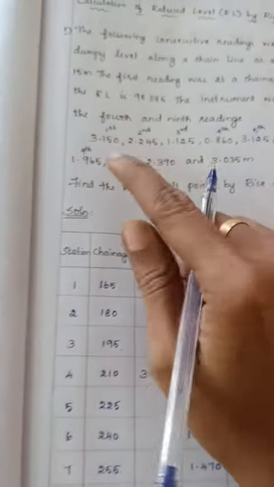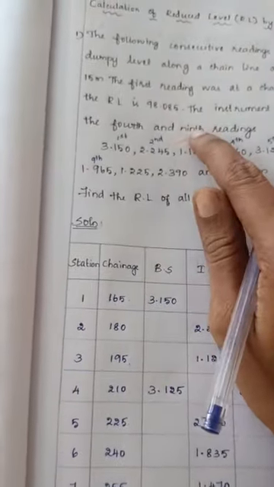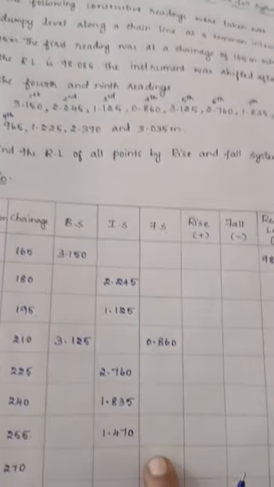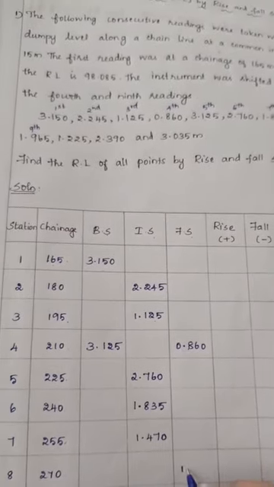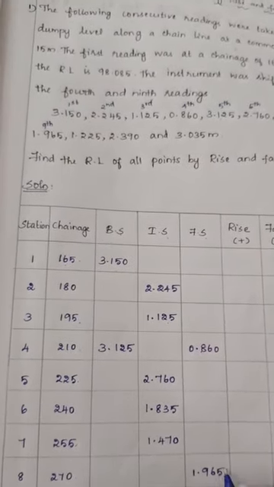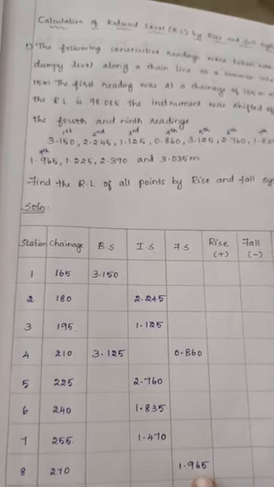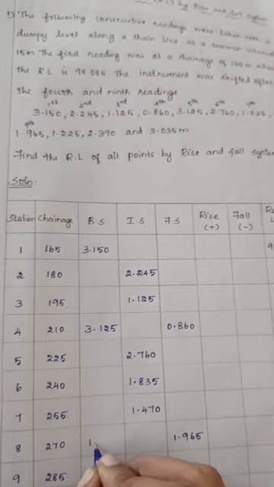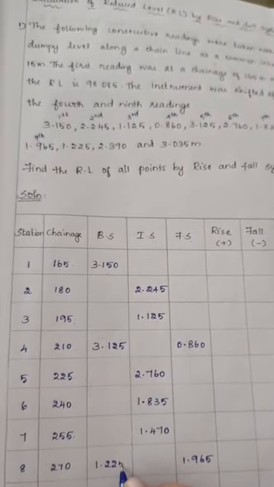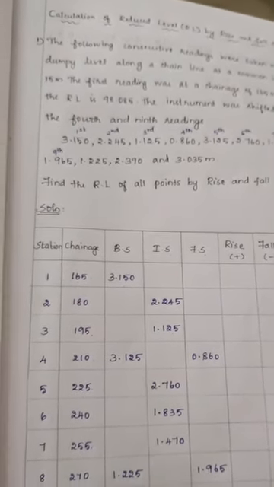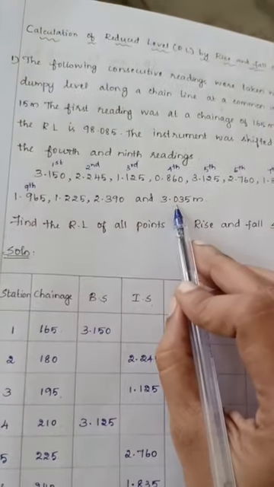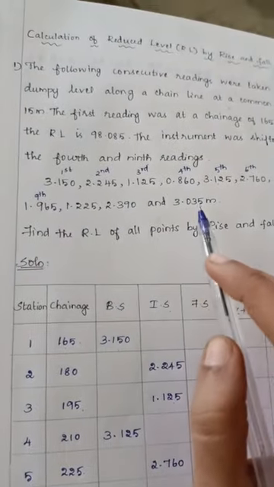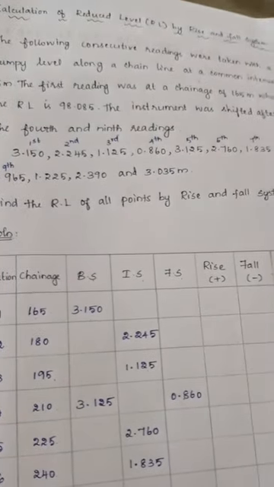The 9th value, in the 9th value there is a changing point. Therefore, you have to note the 9th value in the foresight column. The value next to the changing point should be entered in the backsight column. Therefore, the 10th value 1.225 should be entered in the backsight column. After that, the last value must be a foresight. Between that there is one value, therefore you have to enter that value in the intermediate sight column.